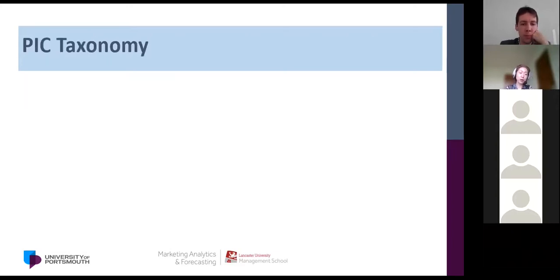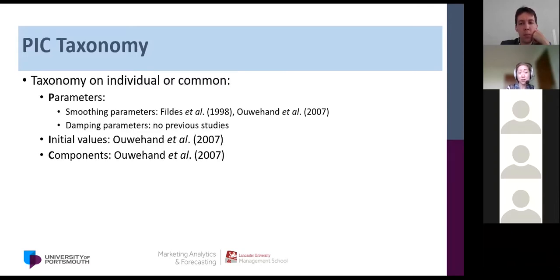So moving on to what we actually proposed in this paper, a taxonomy based on parameters, initial values, and components. So we call that the PIC taxonomy. So the idea is very much, again, about looking at things either individually or commonly from within a group. So various people have looked at some aspects of these elements. So for example, in terms of smoothing parameters, Fields et al.